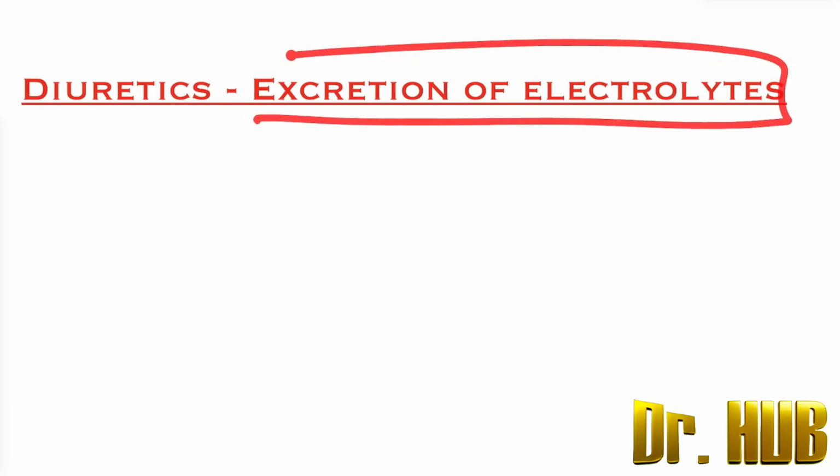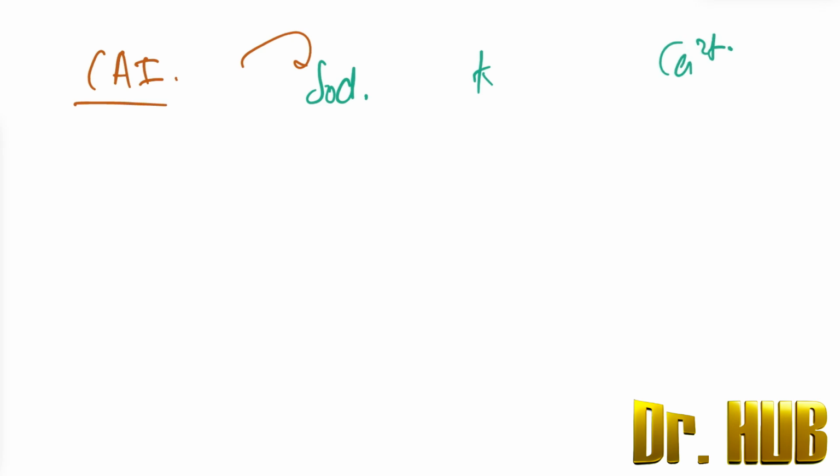Diuretics, we're looking at the excretion of the electrolytes. The first one will be the CAI, which stands for the carbonic anhydrase inhibitors. We'll be looking at three electrolytes: firstly sodium, then potassium, as well as calcium. So in terms of the carbonic anhydrase inhibitors, the sodium will increase and the potassium will also increase, and there is no change in the calcium.